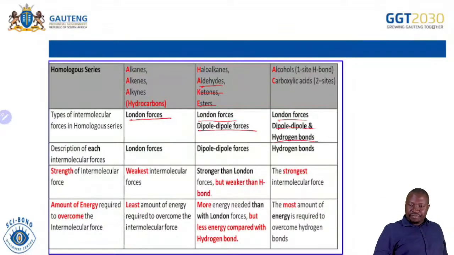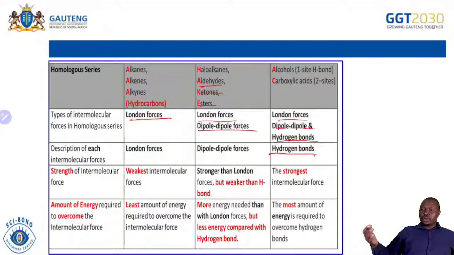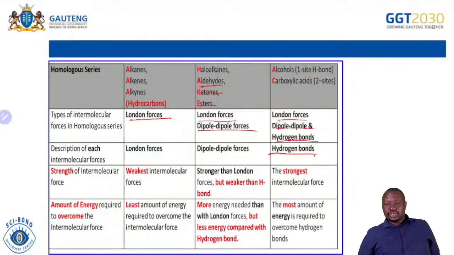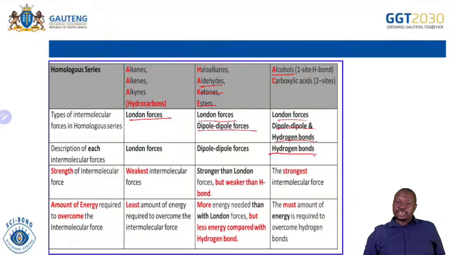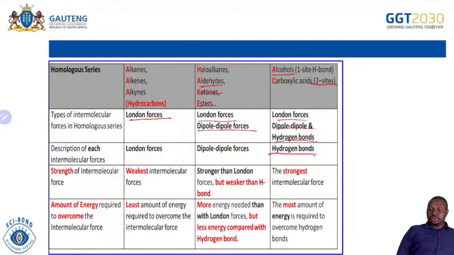However, when you refer to alcohols and carboxylic acids, we will most of the time refer to the hydrogen bonds, because those are the strongest intermolecular force that you get. So don't forget, alcohols can form 1 side of hydrogen bonds, and carboxylic acids have 2 sides of hydrogen bonds.